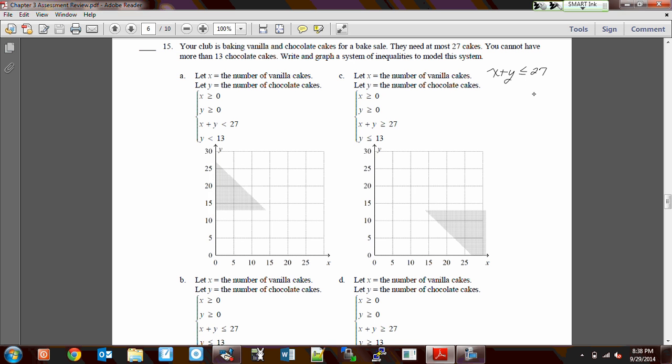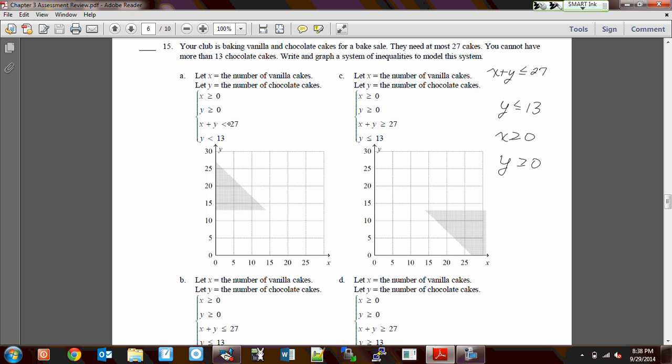Now, next, you cannot have more than 13 chocolate cakes. So Y will have to be less than or equal to 13. And we also know that we can't have a negative amount of cakes, so X has to be greater than or equal to 0, and Y has to be greater than or equal to 0. All right, so there's our constraints. Now, write a system of inequalities to model this.